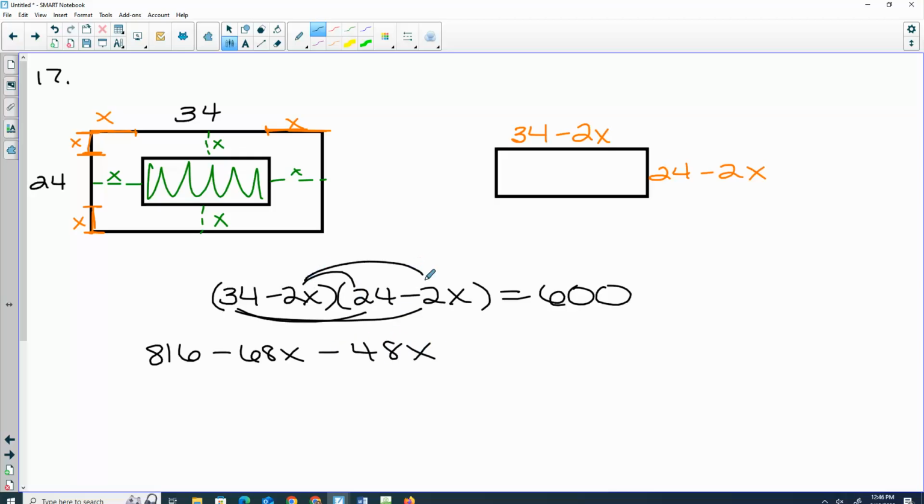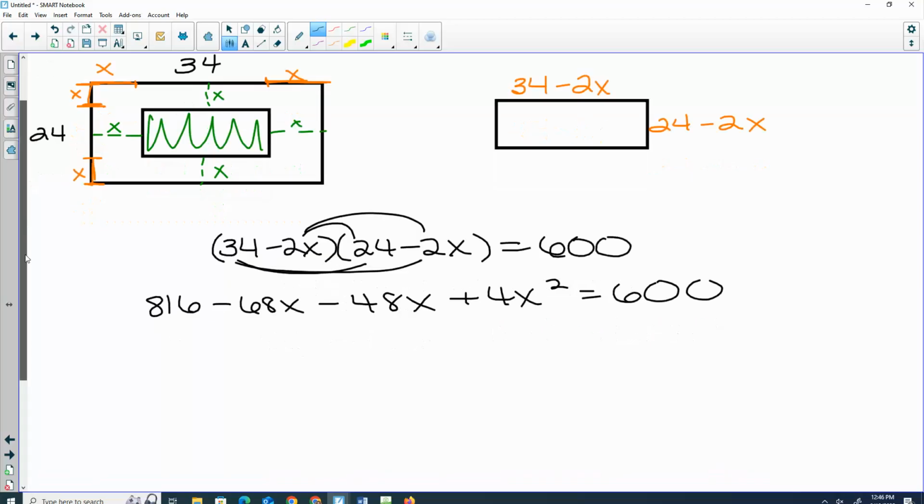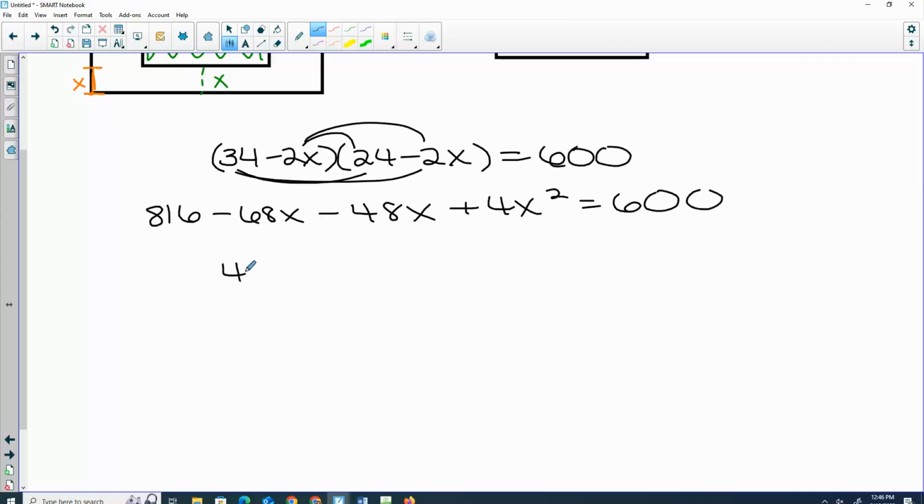8x plus 4x squared. Okay, I'm going to write my square term first. So we have 4x squared minus 116x plus 816. What do you do next?